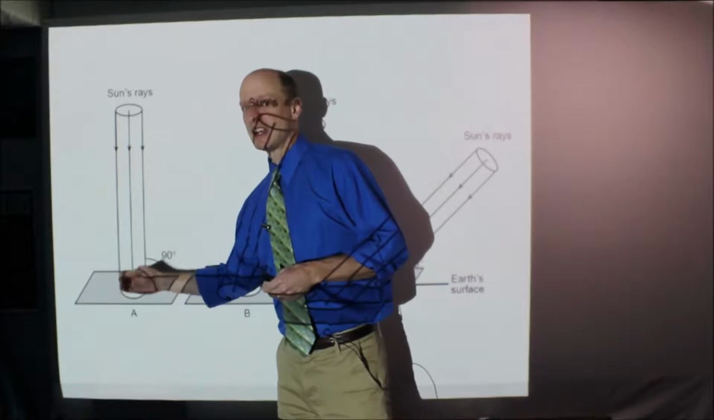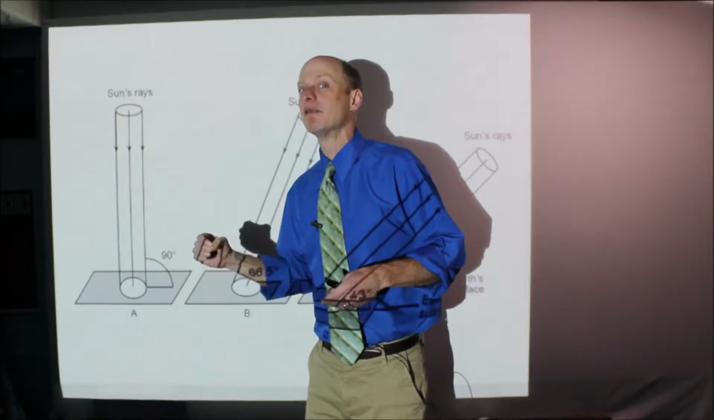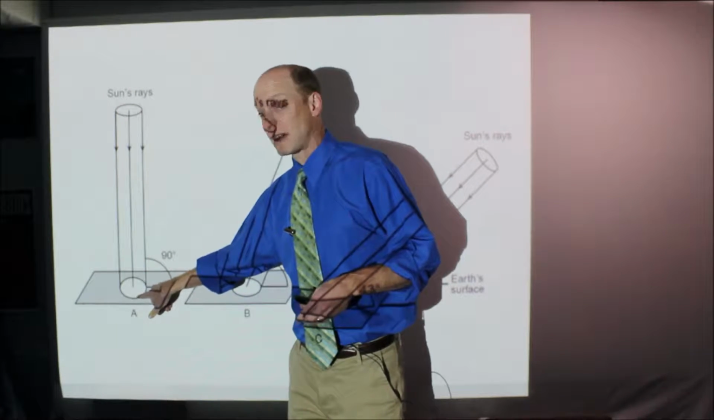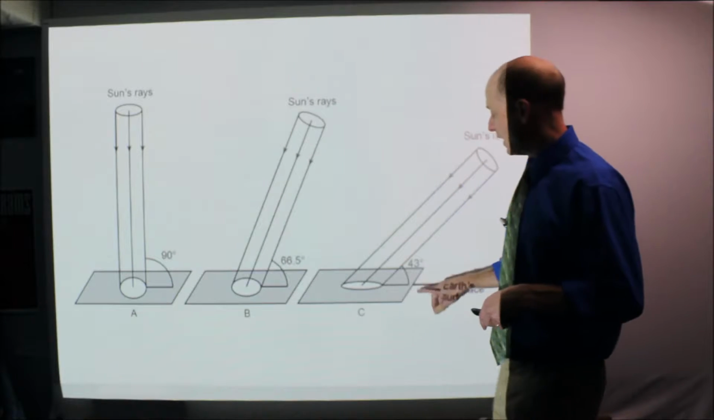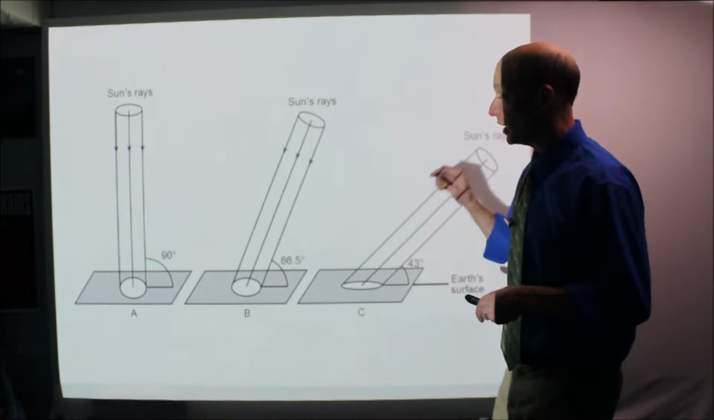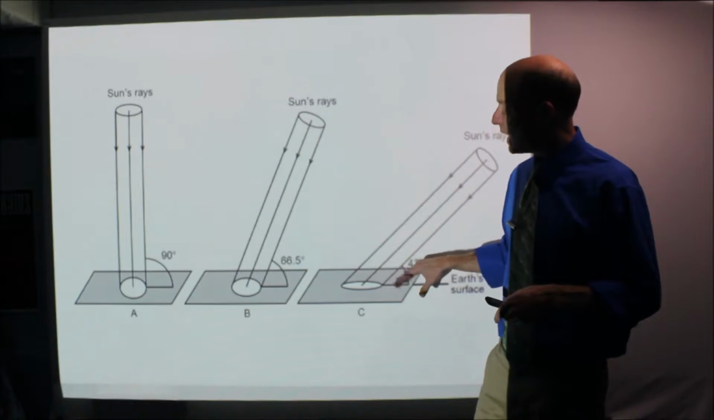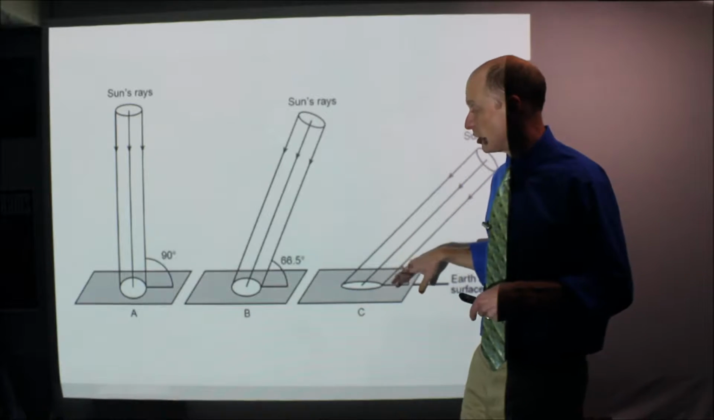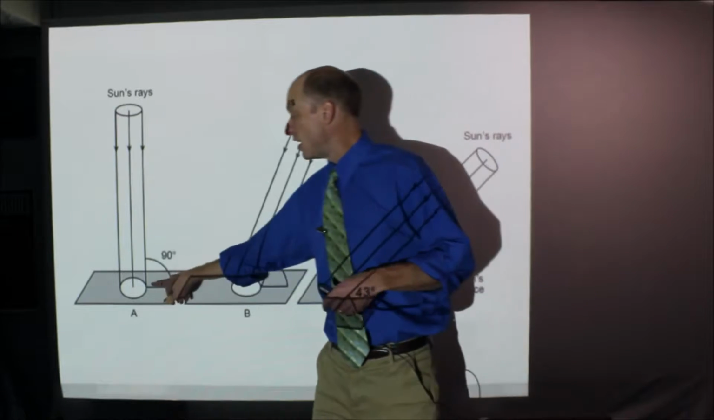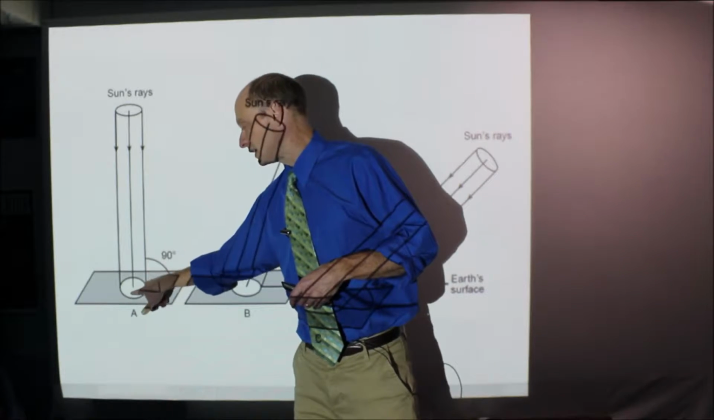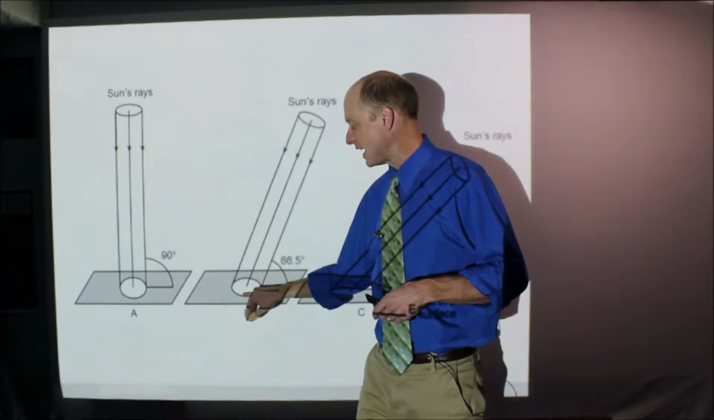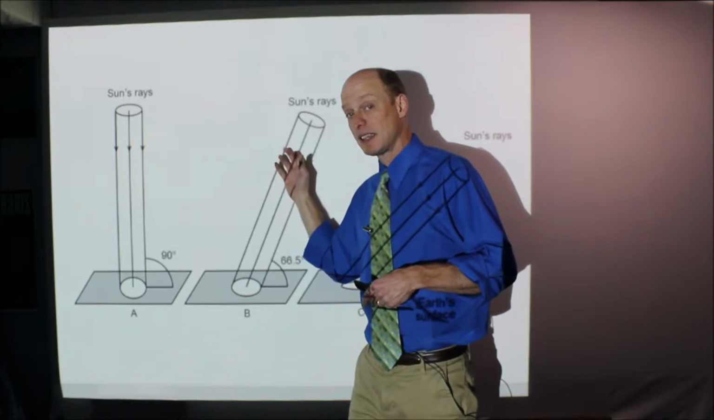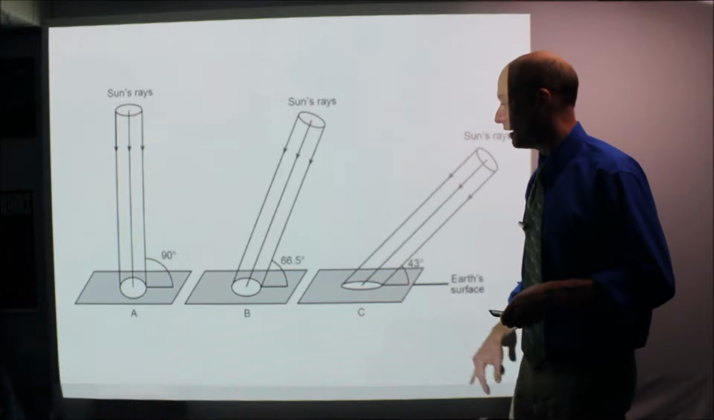Let's say they take sunlight and make it into a flashlight beam here. So here's directly overhead, a 90-degree angle. Here it's 66.5, and here that angle is 43. The key thing is that here, the light is more concentrated. It's all in one area. The lower the angle, the more spread out it gets, and the area gets larger. Same amount of heat, larger area.